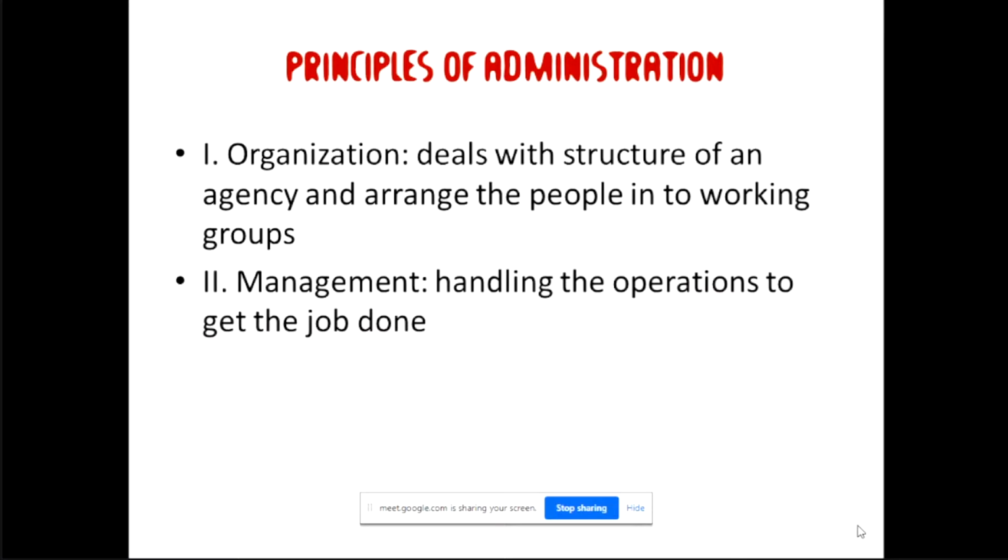So, principles of administrations, it has two lines. First, organization, and second, management. For the organization, it's dealing with structure of an agency and arrange the people into working groups. Organize, it's like arranging the people into groups. Management, handling the operation to get the job done. So the principle of administration, you are going to organize them into groups and you are going to manage them by handling the operation, doing the operation.